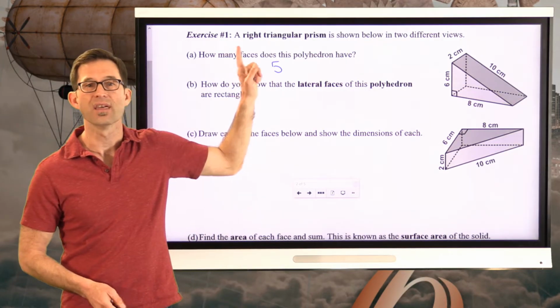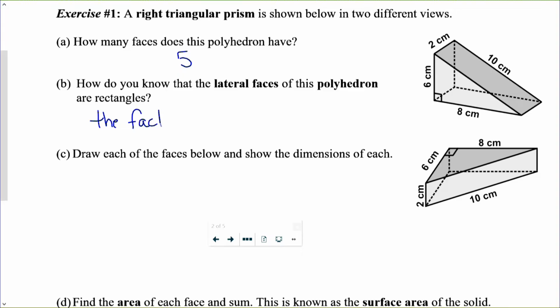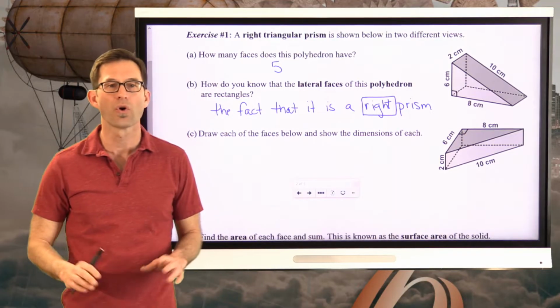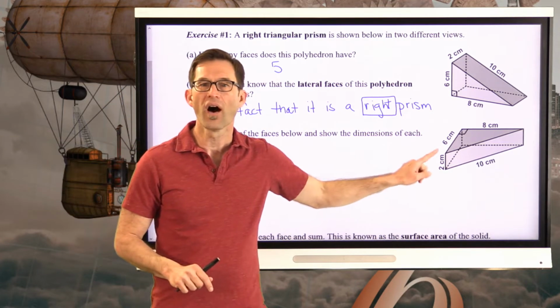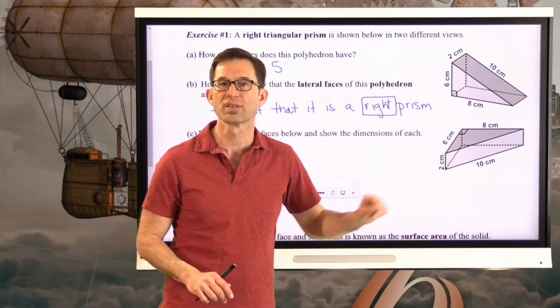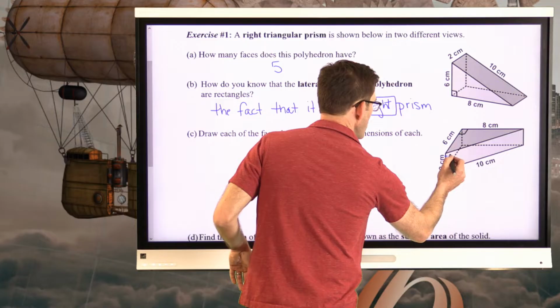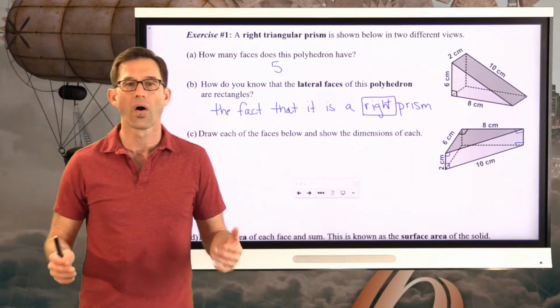Well, what tells us that is that it's a right prism. Anytime you're told that a particular prism is a right prism, that technically means that the height is perpendicular to the base. And because it's perpendicular to the base, all the heights are perpendicular to the base, which makes all of these angles right angles, and all of those lateral faces, that doesn't look like a right angle, but there we go, all of those lateral faces are now rectangles.